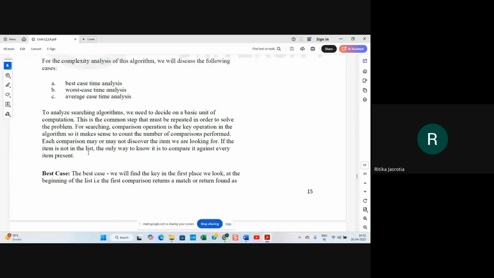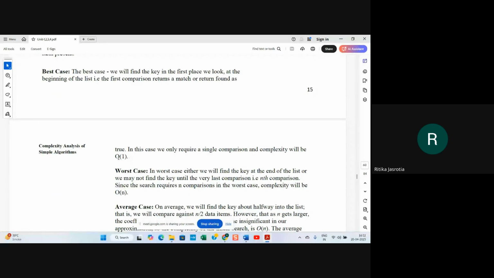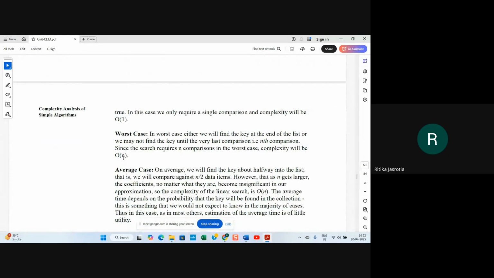If the item is not in the list, the only way to know it is to compare it against every item. So the best case is if you find the key element as the first. In the best case, we will find the key in the first place we look, at the beginning of the list. That is, the first comparison returns a match, or returns found as true. In this case the complexity will be O(1), because we have found the item in only the first comparison.